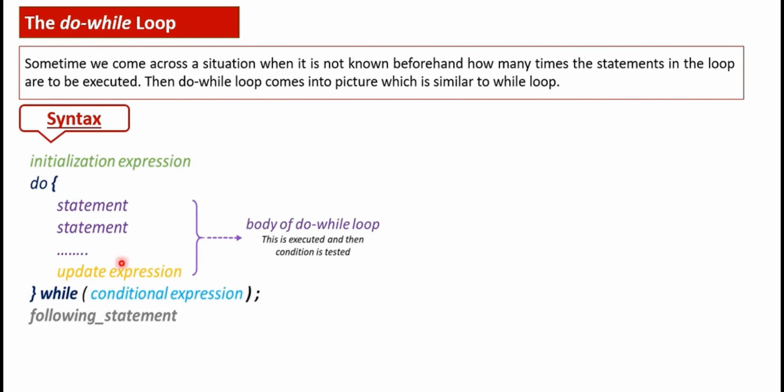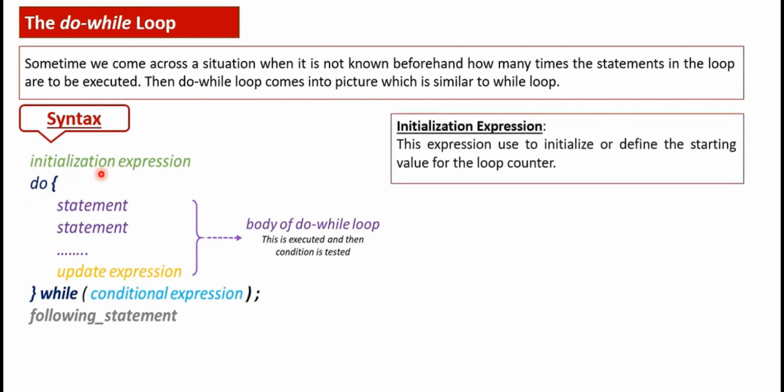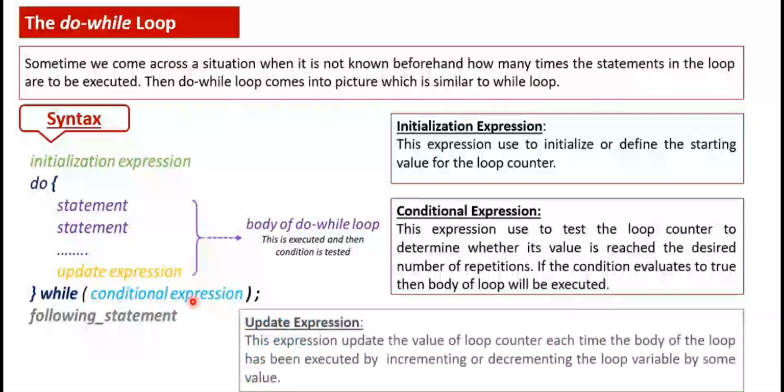Here is the syntax for the do while loop. Again, the components are the same: initialization expression, conditional expression, and update expression. In the do while loop, the initialization expression is written outside the loop, and the update expression is executed within the body of the loop. But the difference is that the conditional expression is tested at the end of the loop. That means once the body of the loop is executed, the conditional expression is tested, and if the test returns true, it executes the body of the do while loop again, otherwise it quits the loop.